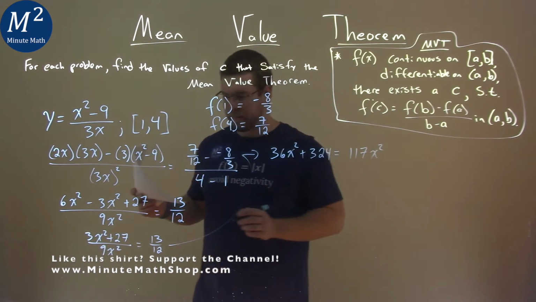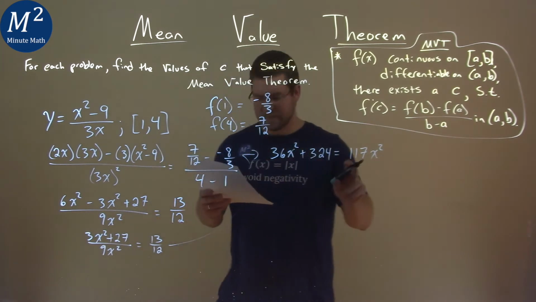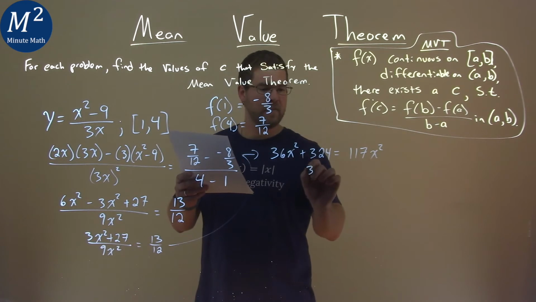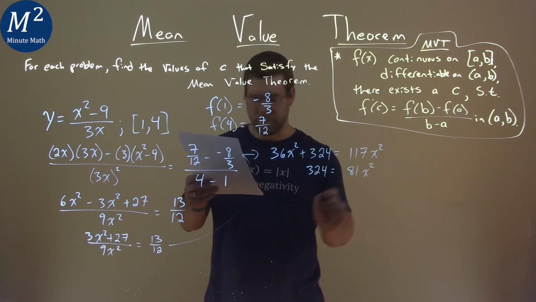117x squared. All right. From here now, we're solving for x, okay? I'm going to subtract the 36x squared from both sides, and I have 324 is equal to 81x squared.